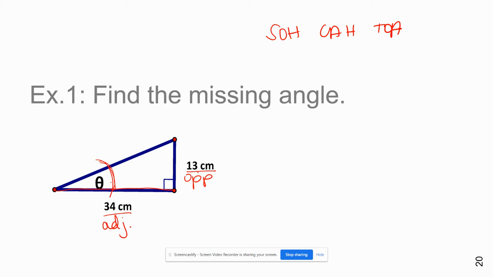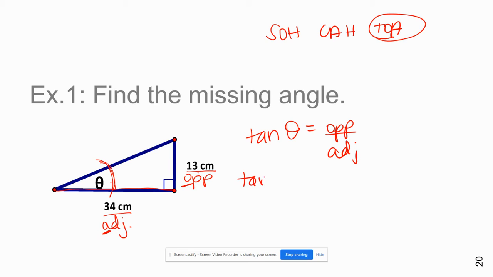So now I'm going to look at my trig functions, and I'm going to ask myself, which trig function has an O and an A? We're just pulling the first letter from each of those words. So which one uses O and A? Looks like tangent, right? So tangent, in this case of theta, is going to be opposite over adjacent. So let me just plug in. Tangent of theta is going to be 13 over 34.